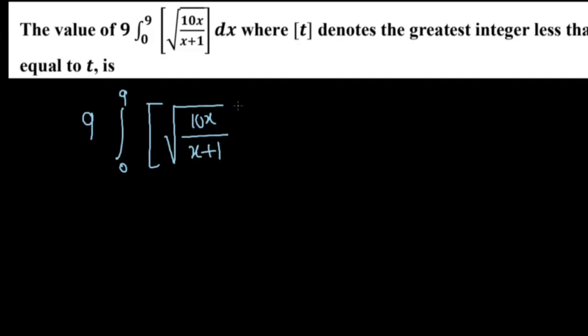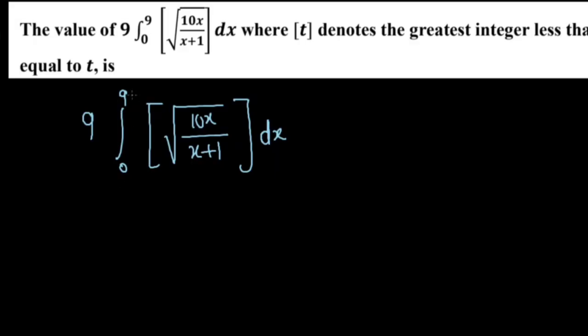Next question. In this, the value of 9 times the integral from 0 to 9 of the step function of root over 10x by x plus 1 dx, where this is the greater integer function. Okay, so here we have a greater integer function we have to integrate. So first of all, the given question is 9 times the integral from 0 to 9 of the greater integer of root over 10x divided by x plus 1, whole dx. So 0 to 9 is the x limits.